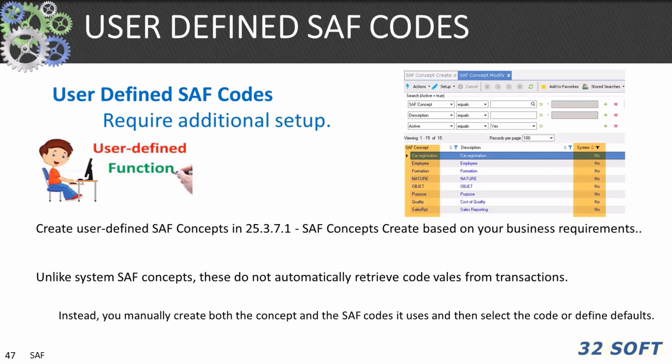User-defined SAF codes require additional setup. Create these user-defined codes in 25.3.7.1 SAF concept create based on your business requirements. Unlike system SAF concepts, these do not automatically retrieve code values from transactions. Instead, you manually create both the concept and the SAF code used and then select the code or define the defaults.